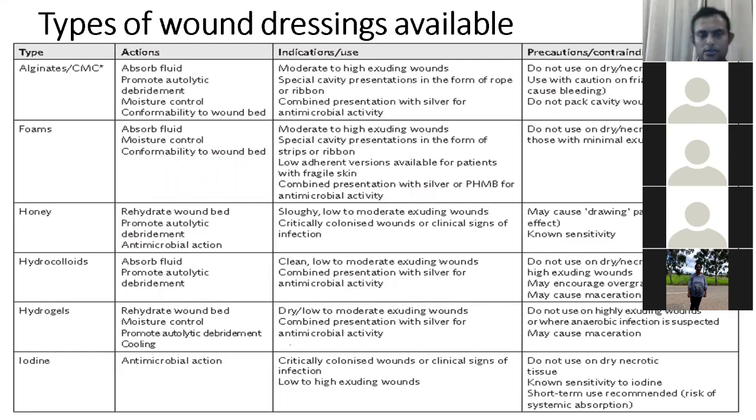And hydrogels, there are various types of hydrogels from Metrogel to Intrasite. I mean, from 150 rupees to 3,000, 5,000 rupees, there are hydrogels. So what they do is they rehydrate the wound bed and they give moisture. And they also promote autolytic debridement. But any dressing that gives a lot of moisture will promote autolytic debridement. So the other type is iodine. Iodine in the sense the iodine fluid, which you usually call betadine.